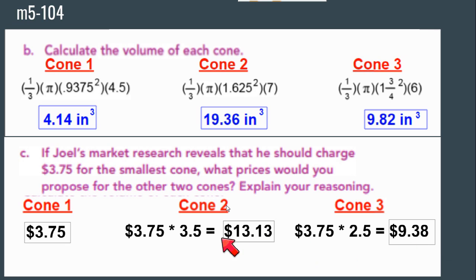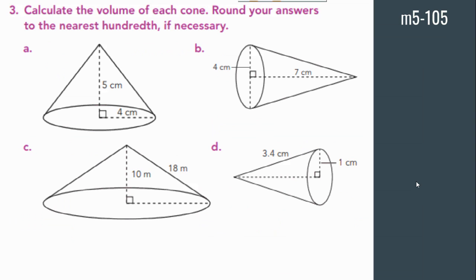So if we think about this, the biggest cone should charge the most. The second biggest cone should be the second most expensive, followed by our cheapest cone, which was $3.75. Okay, so we've got some practice now. Now I want you to go to M5105, and you're going to go ahead and calculate the volume for each cone. It says to round your answer to the nearest hundredths, if necessary. That's 2 decimal places. Okay, so I'm going to give you a few minutes. Go ahead and work these 4 problems out. Go.